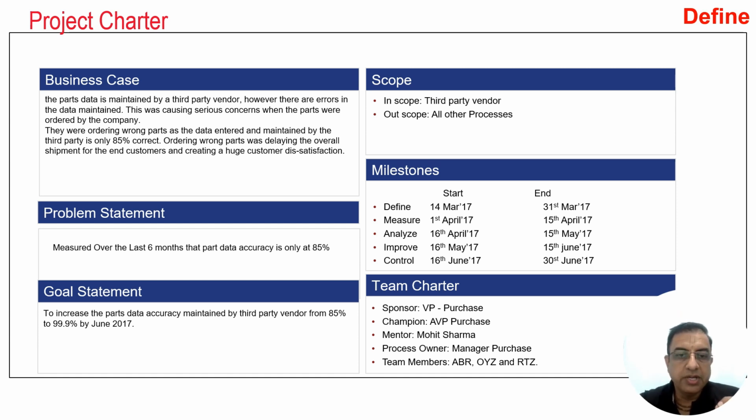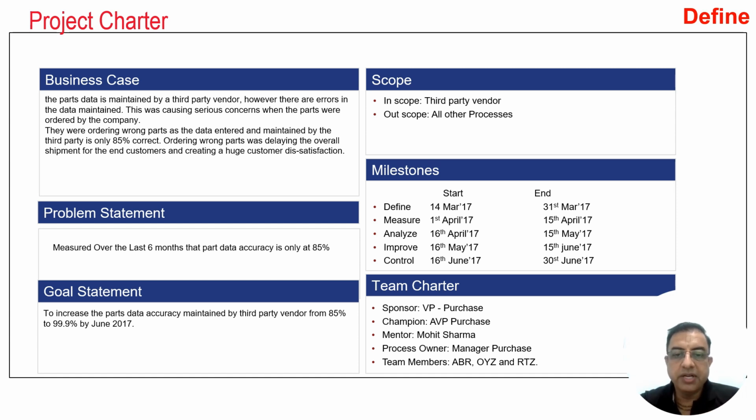And the goal statement should be SMART. A SMART goal statement is specific, measurable, attainable, relevant, and time-bound. To increase the parts data accuracy maintained by the third-party vendors from 85% to 99.9% by June 2017 becomes a SMART goal statement. Then we define the scope. The scope was the third-party vendor, that is in scope, and all the other processes were out of scope. The project milestones should also be defined. It is a DMAIC project, so define, measure, analyze, improve, and control. Approximate dates should be defined.